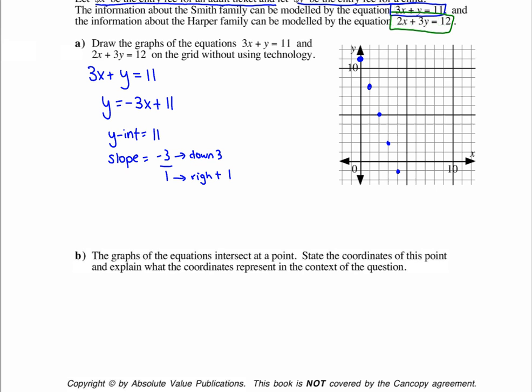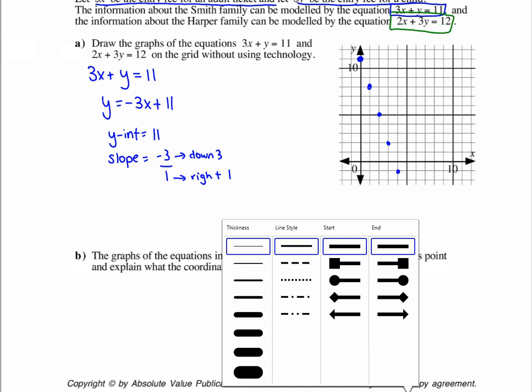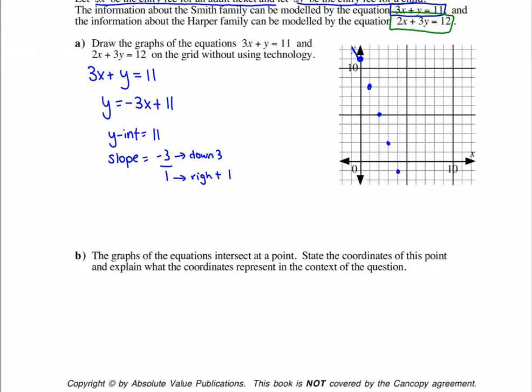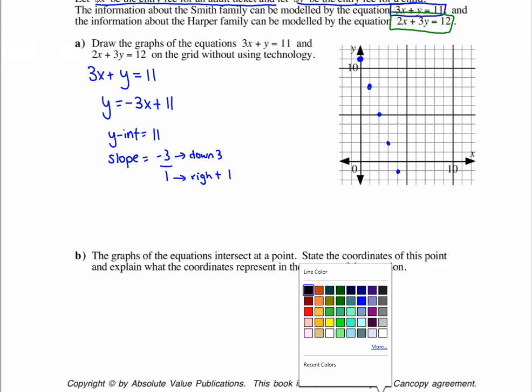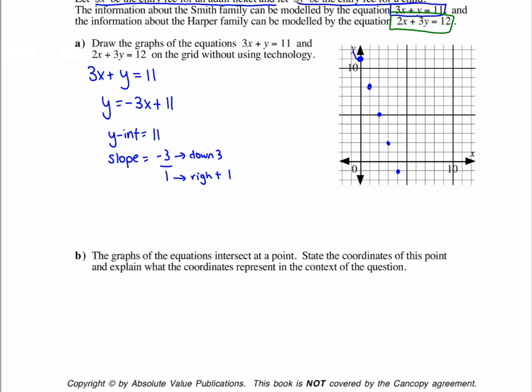If you need a ruler, you can borrow one. Use your calculator lid or just roughly sketch it. For now, I hate roughly sketching things. Blue. Okay, so there's the first line.